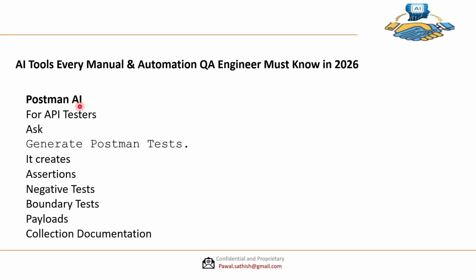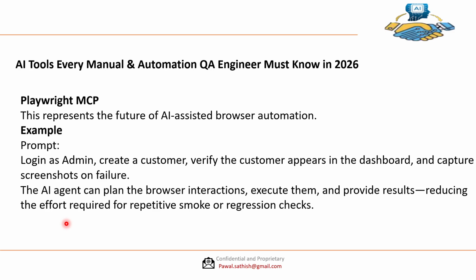The next AI tool is Postman AI. This Postman AI is specifically useful for API testers. Okay, we'll just ask it to generate a Postman test. It generates the assertions, positive tests, negative tests, and boundary tests. It will even create the collection documentation.